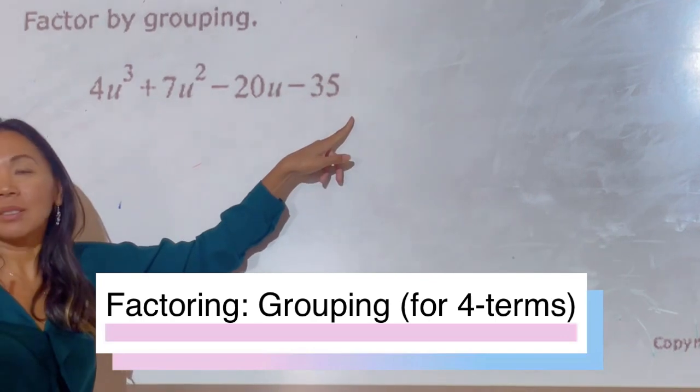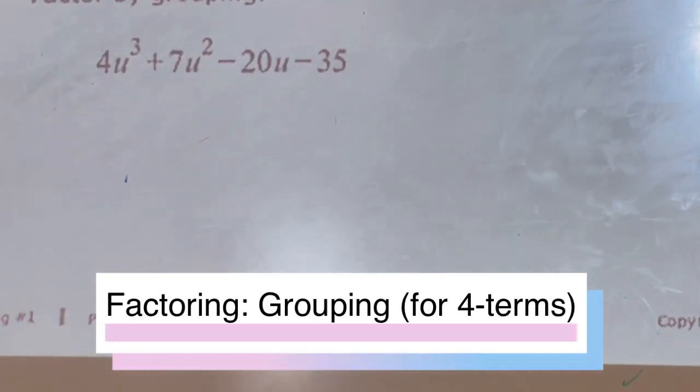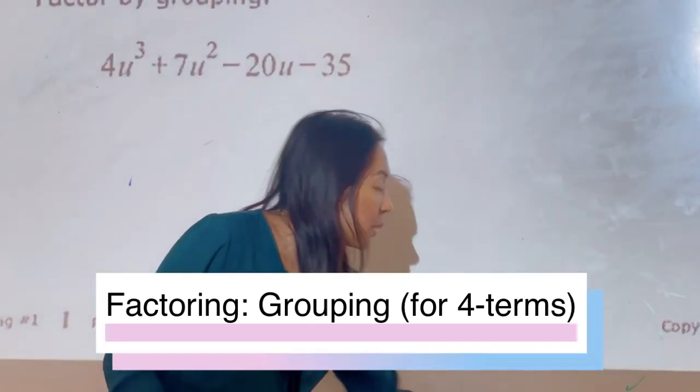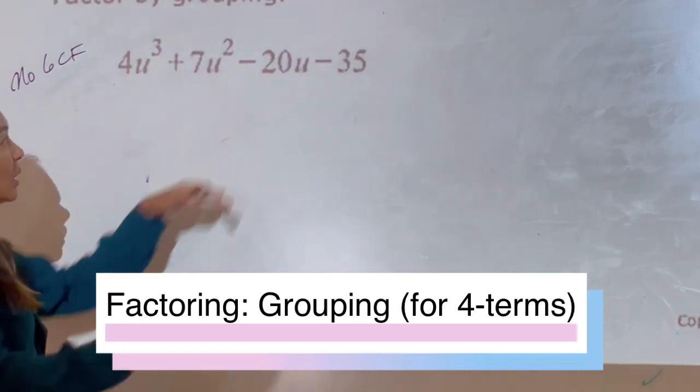But this does not have a U. In terms of the numbers, they don't have anything in common. So that's okay if it doesn't have a GCF, that's fine. So this one has no GCF. Right, so no GCF, but then I count the terms. How many terms did you say we have?